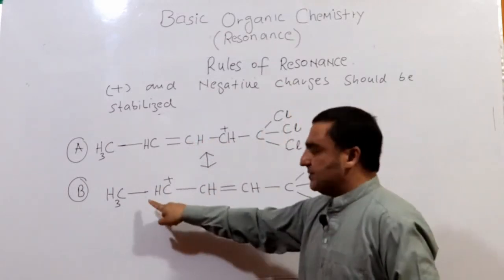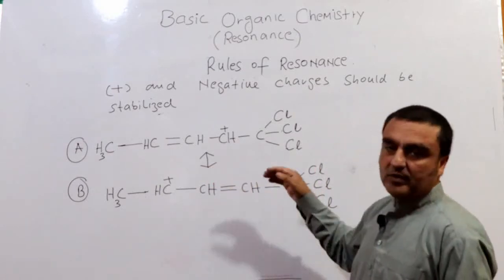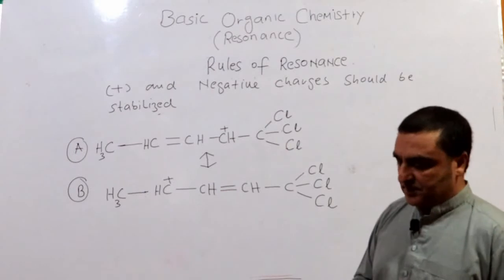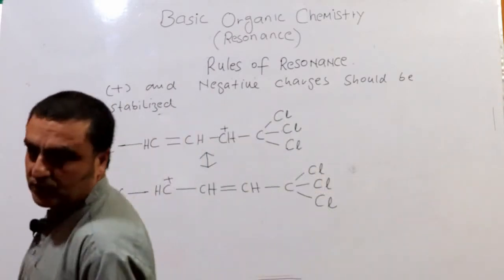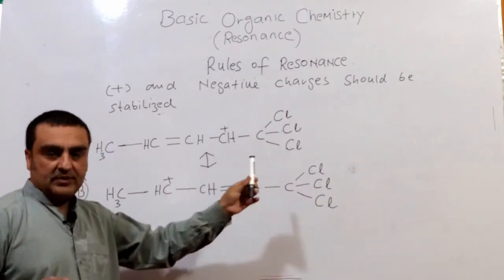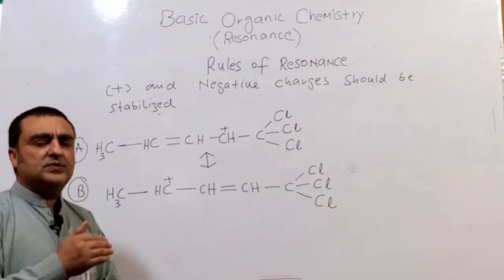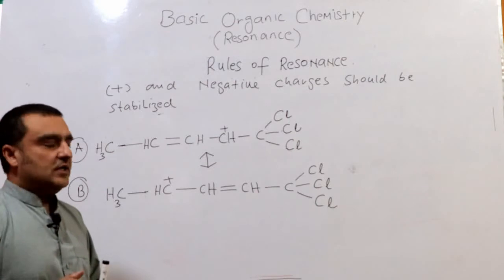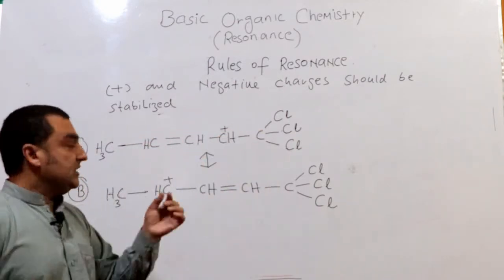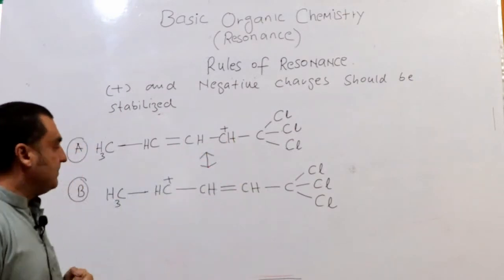Again, this is the same structure. This is another resonance form. By another resonance form, I mean that it should have the same elements present, or otherwise it would be something else. And the order of the atoms is the same. It is very necessary for resonance that the order of the atoms is the same. By order I mean the connectivity of the atoms is the same.